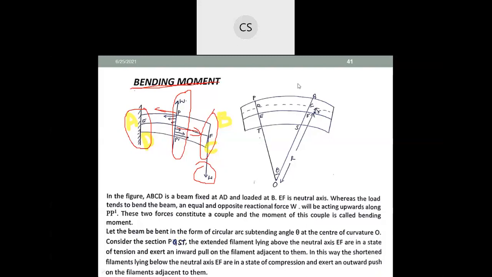Let us consider the beam is bent in the form of a circular arc. That forms an angle theta at the center of curvature. Let us say O is the center of curvature. Let us consider a section PQST out of that curvature.